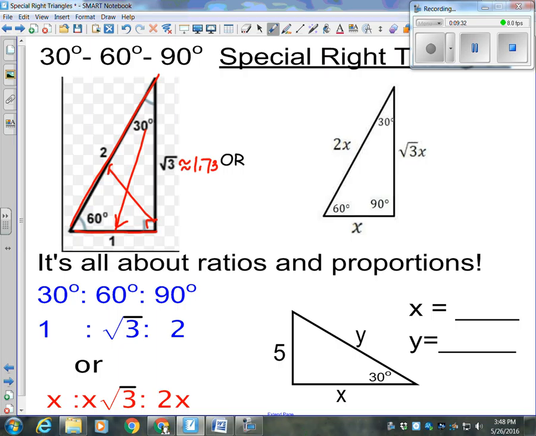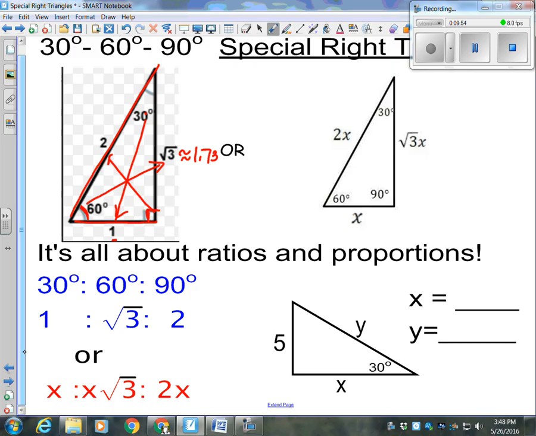So I just want you to understand, across from the smallest angle is the smallest side. Across from the biggest angle is the biggest length side. And then 60 would be kind of the medium size or the middle angle, and it has the medium or middle side length in proportion. All right? So it's all about ratios and proportions.